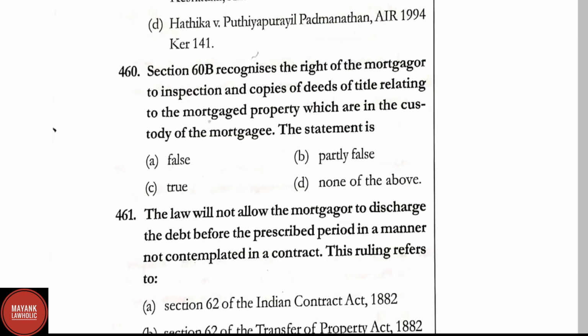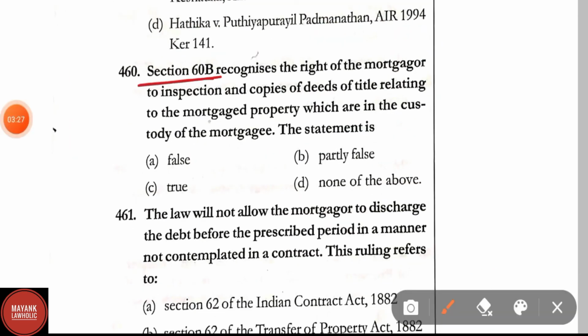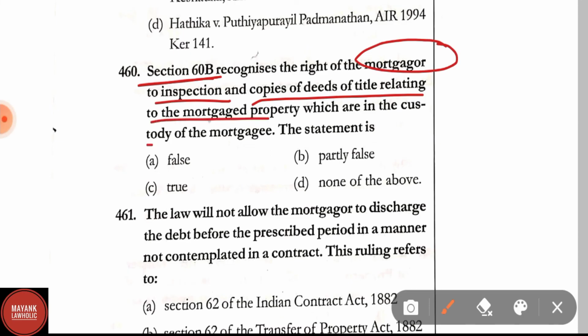Question number 460. Section 60B recognizes the right of the mortgagor to inspection and copies of deeds of title relating to the mortgaged property which are in the custody of the mortgagee. This statement is true.